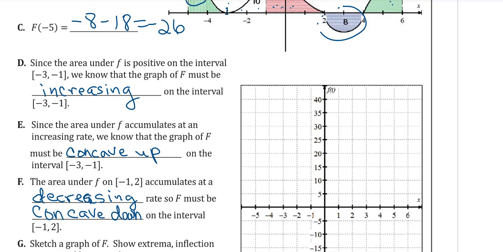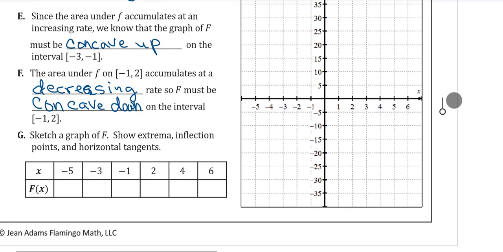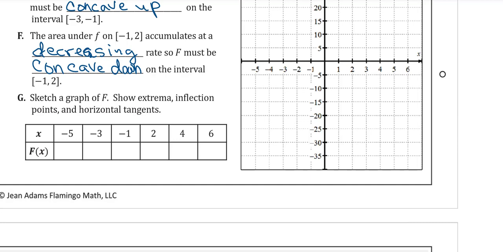So we're supposed to sketch this knowing these things. So let's go ahead and do that. Well, we do have the points that we just found, and we can fill in the rest of these points. So at negative 5, we already know that one. That was given above. That's negative 26. At negative 3, we have that. That's our initial value that we were given. That's negative 8.